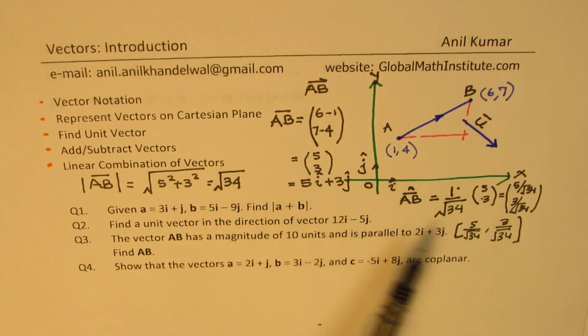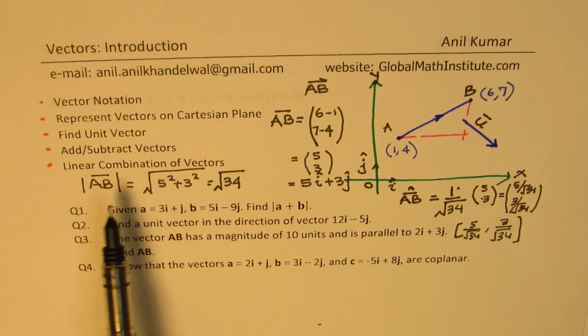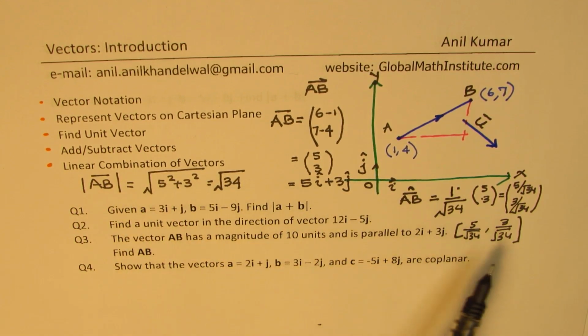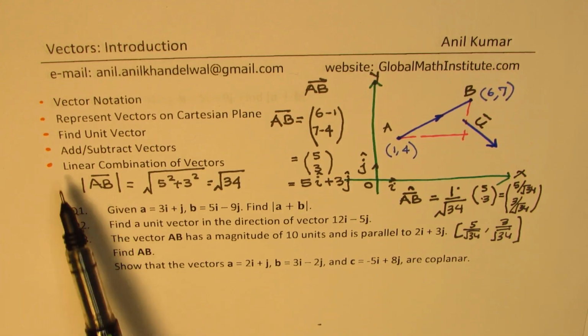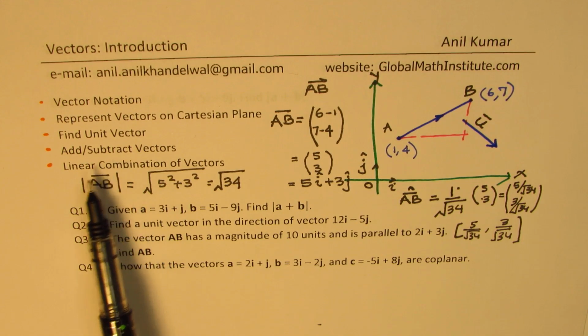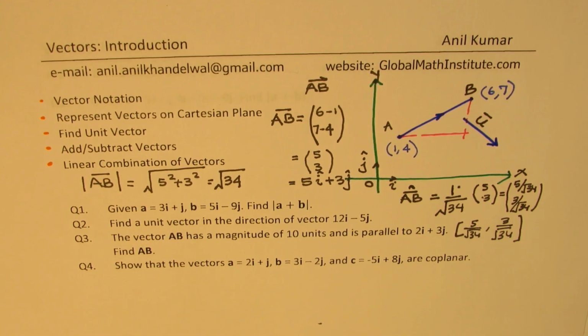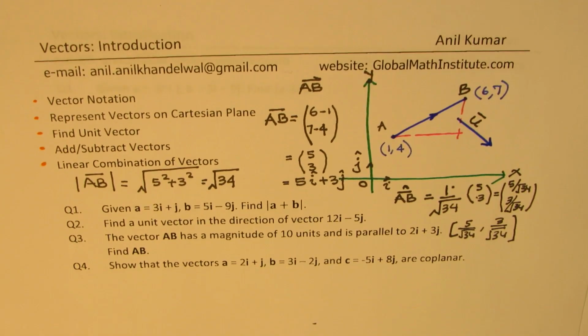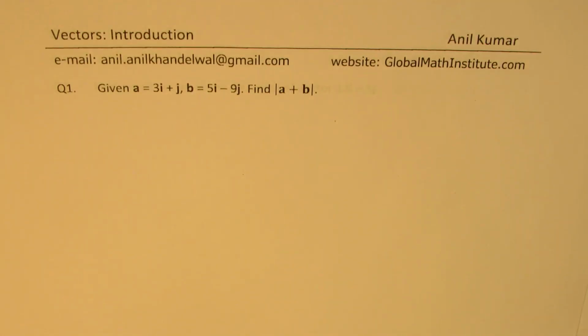Dividing by the magnitude of the vector gives you the unit vector. I hope that makes sense. Adding and subtracting vectors, let us do these things with the help of our examples. That will be better. So let's move on to the next page and take up question number 1.